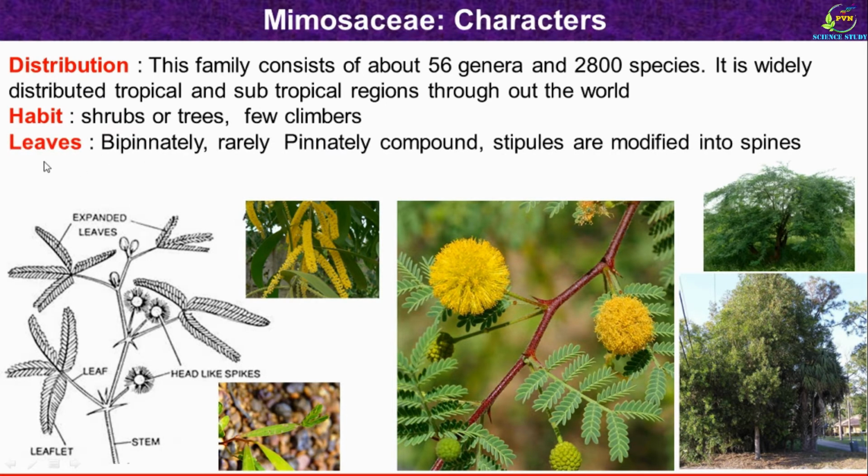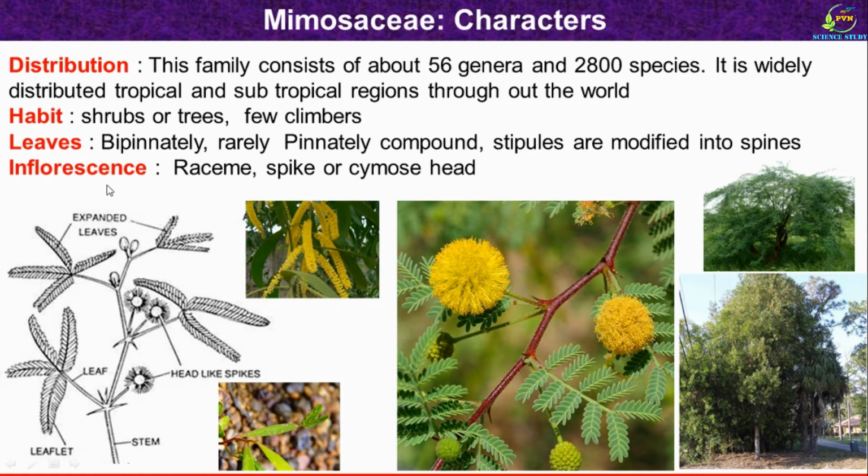Then regarding leaves of the plant, leaves are generally bipinnately or rarely pinnately compound. As you can see here, stipules are modified into spines. This is photograph of Acacia, where petioles are modified into phyllodes while lamina is reduced. This is diagram of twig of Mimosa pudica. In this plant, the leaflets are sensitive to touch.